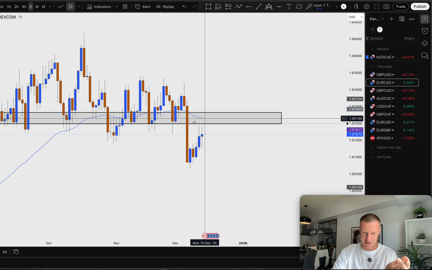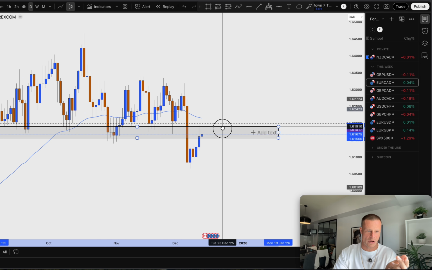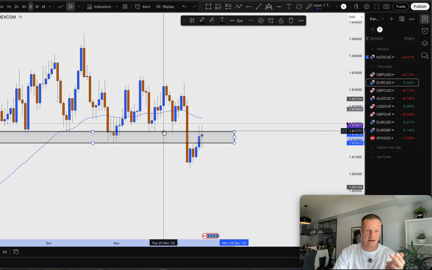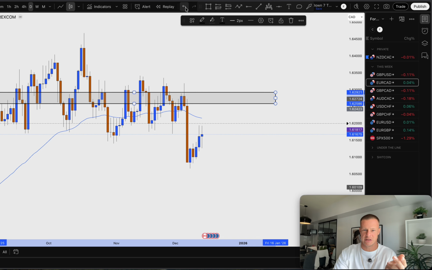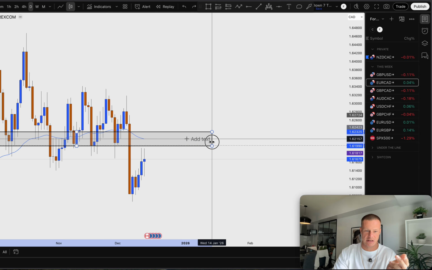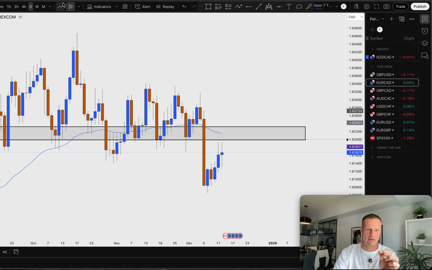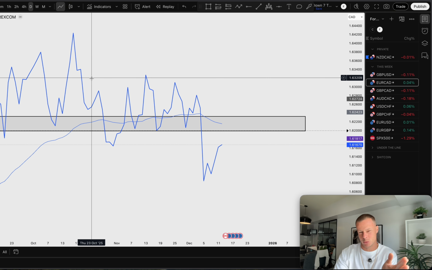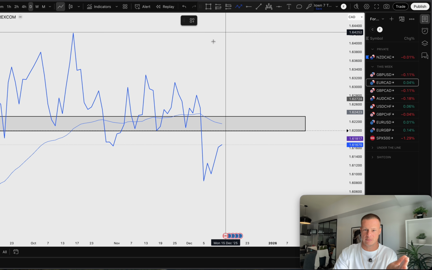Why did I draw this rectangle box? Why didn't I do it here, or here, or here? Well, the simple reason, let me put this back, is because this rectangle box where it is right now has the most touches. What I mean by that, if I go on a line, you can see it much more clearly than on just the bars. You can see how the chart is going, right?